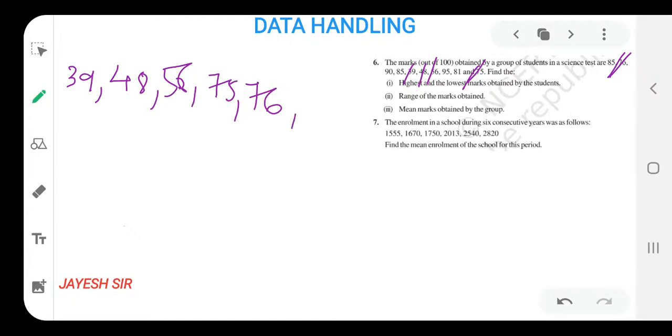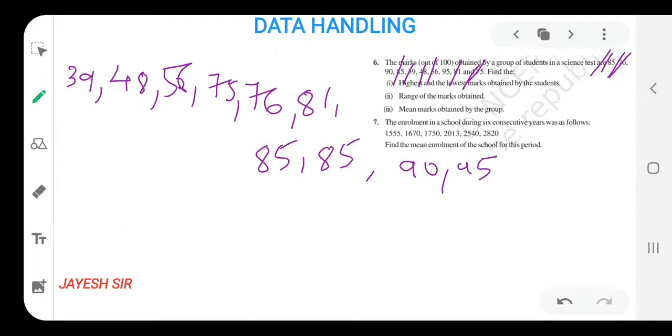So 81 will come, after that 85. I am cancelling now. 85 is there 2 times, so I am writing 85 again. After cancelling 85, we are left with 90 and 95. That means in this way we have arranged them in ascending order.